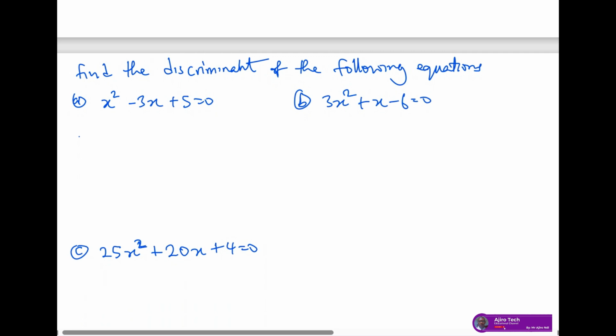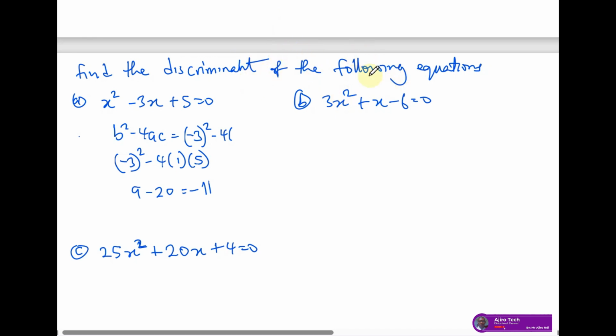So let's solve this one. Find the discriminant in the following equation. So in this case, the discriminant is b squared minus 4ac, which is equal to, b is minus 3, so minus 3 squared minus 4 into a is 1, 1 into c is 5. This gives me 9 minus 20. This is negative 11.